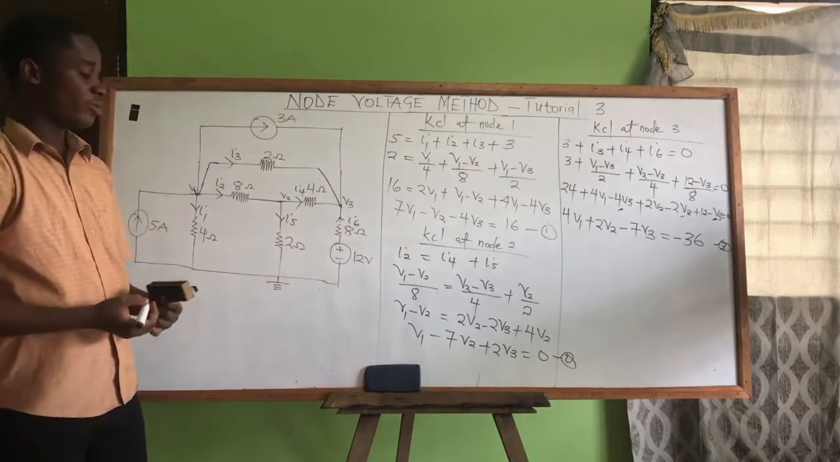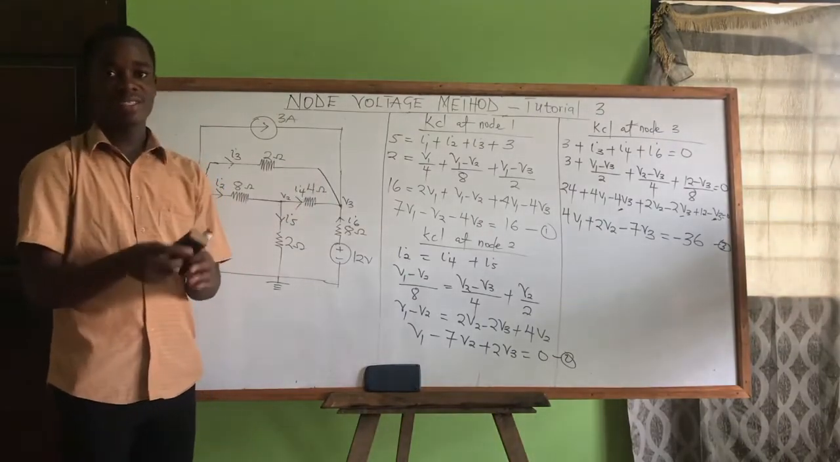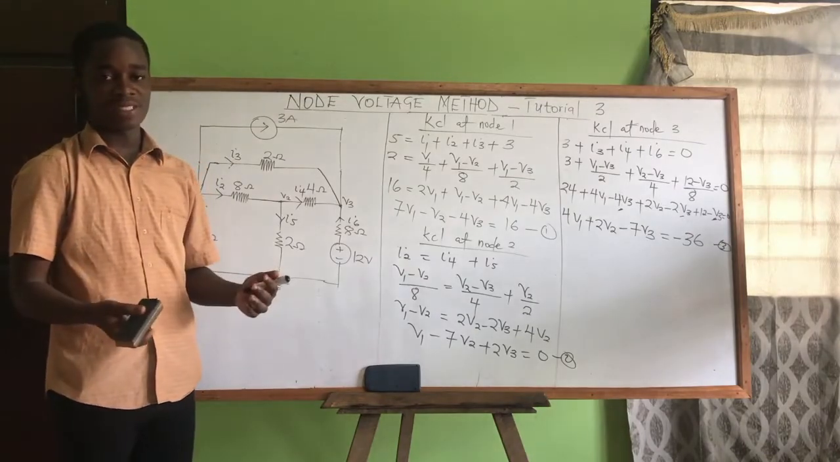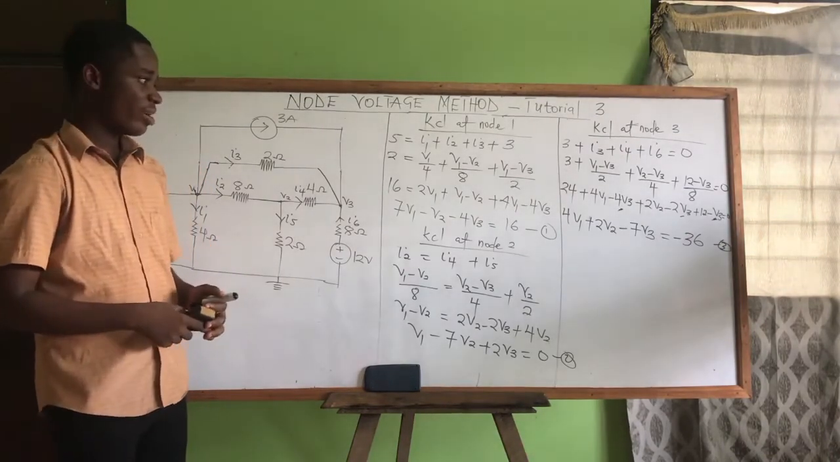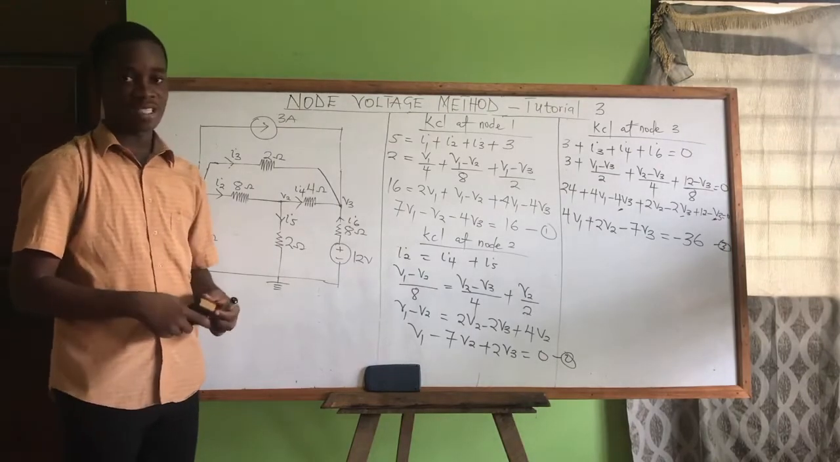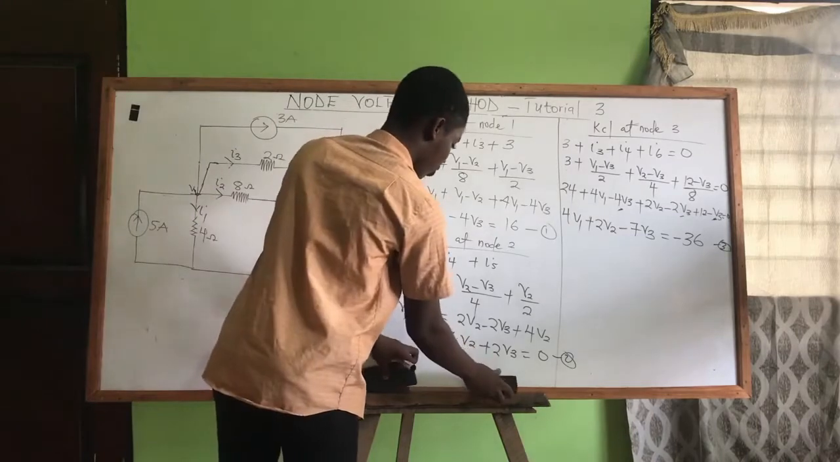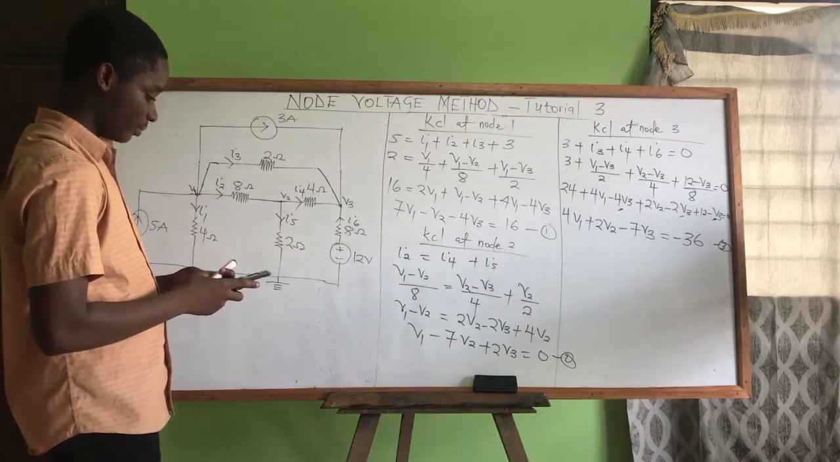So what have we done? We've just written KCL at the unknown nodes, and then we've expressed each of the currents in terms of the node voltages. That's all the node voltage method is about. So from here we are supposed to calculate the V1, the V2 and the V3. I will use my calculator to calculate the node voltages.